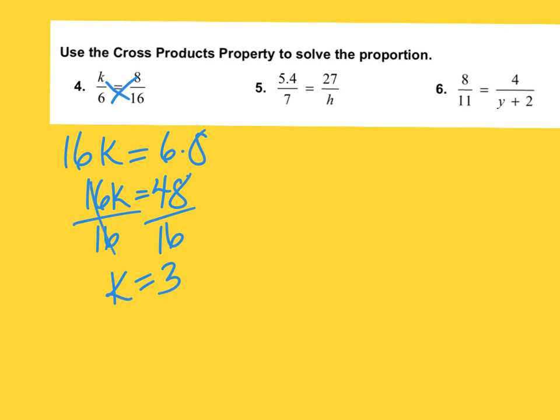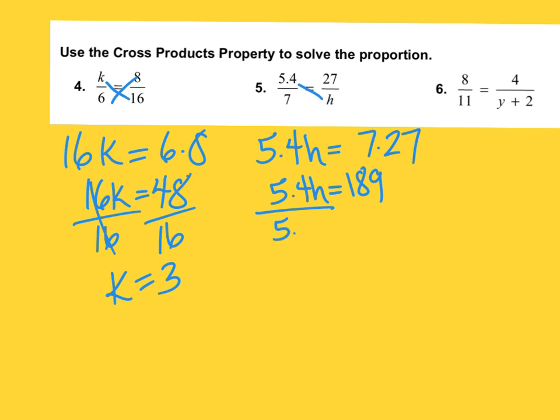All right, definitely want to use cross products if you're seeing a decimal. It's a little easier than trying to figure out mental math. So we're going to do our first cross product. 5.4h equals 7 times 27. So 5.4h equals 189. I'm going to divide both sides by 5.4. Those will cancel out. h equals 35.